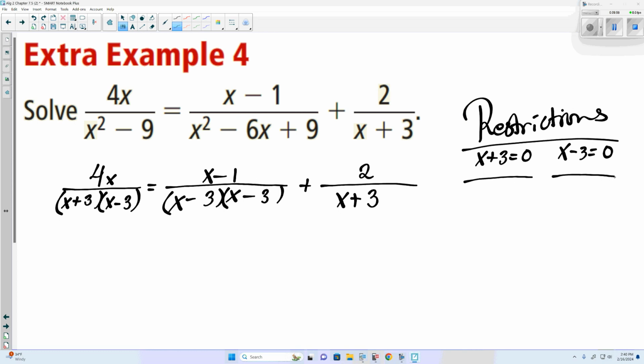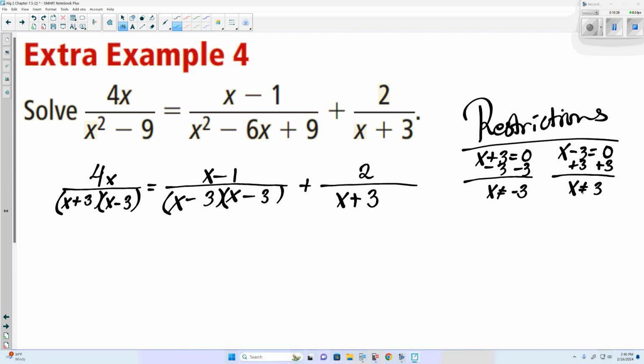With our x plus 3, the first thing we would do is subtract 3 from both sides, telling us x would be negative 3. Well, that would cause the denominator to be 0, so x cannot be negative 3. The other one, we would add 3 to both sides, telling us that if x is equal to positive 3, we'd have a denominator of 0, so that would not work either. Let's go and put those away for now.